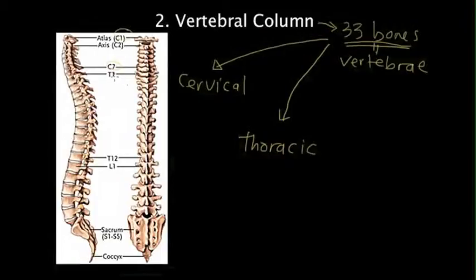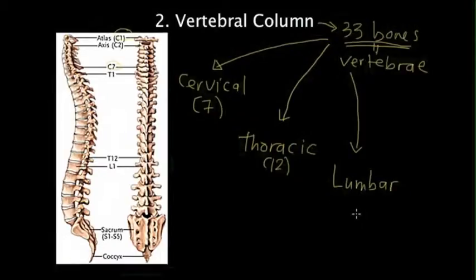How many thoracic vertebrae do we have? We have T1 here until T12, so 12 of them. We have 12 thoracic vertebrae. Now the third vertebrae starts with L, so the third vertebrae is called the lumbar vertebrae.